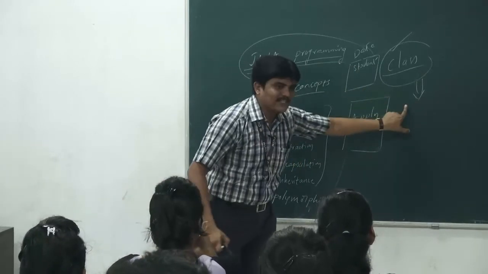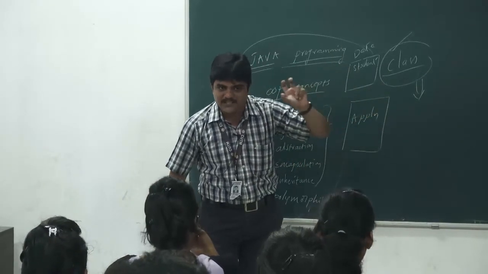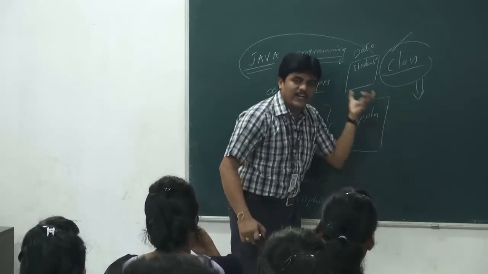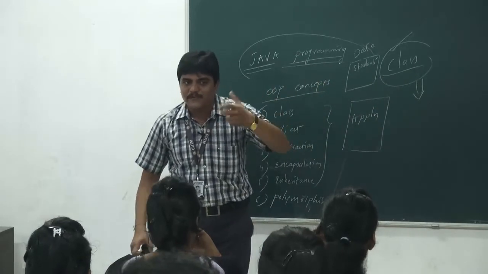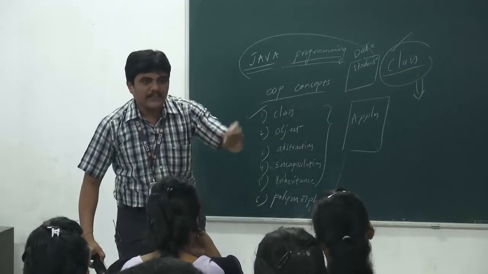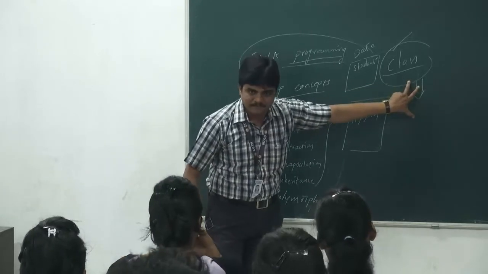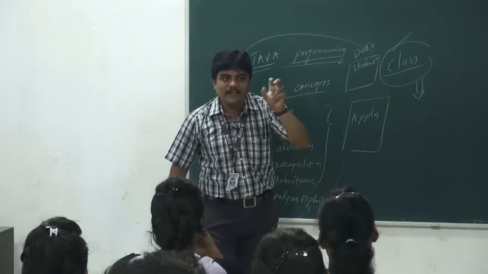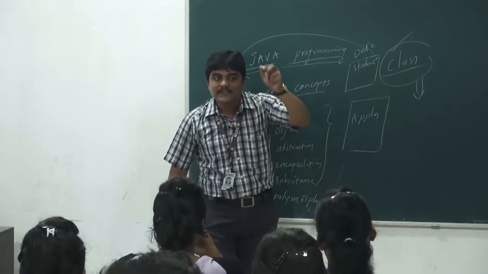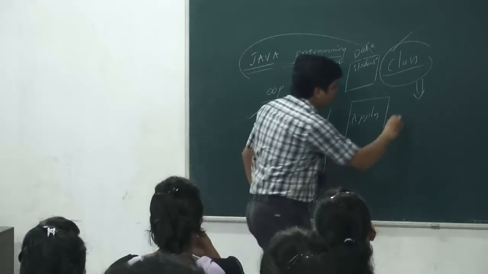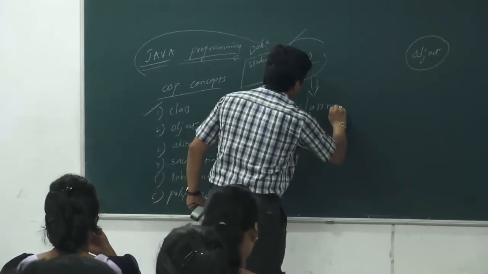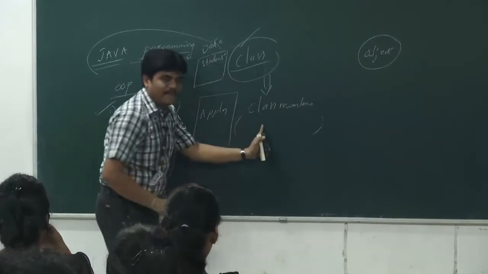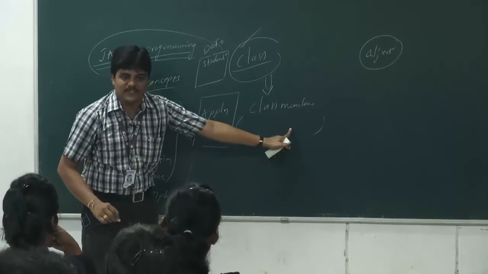Basically, the class is called a blueprint of an object. Within this class we can define all the class members. Whatever data we are going to use in this Java program, we have to mention it within this class. The class contains some class members. Class members means the variable declarations as well as the method definitions. So class members are the combination of variable declaration and method definition.